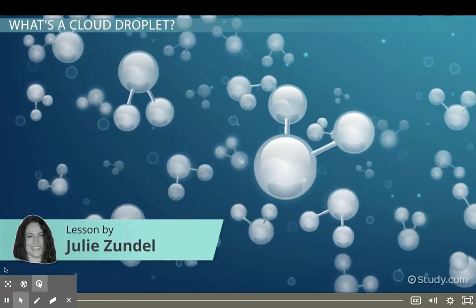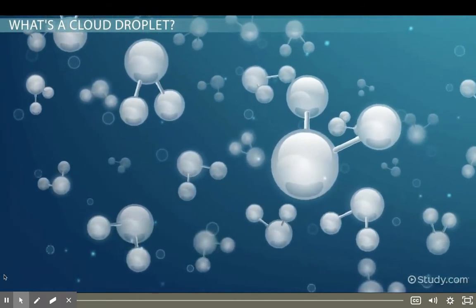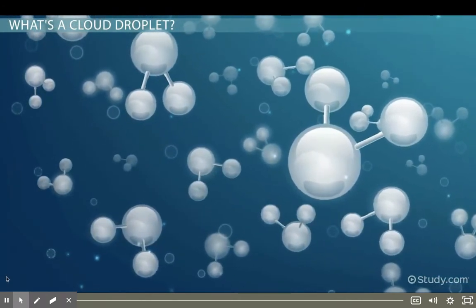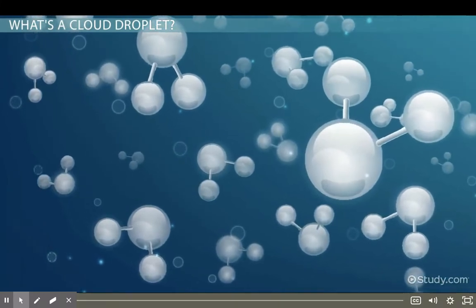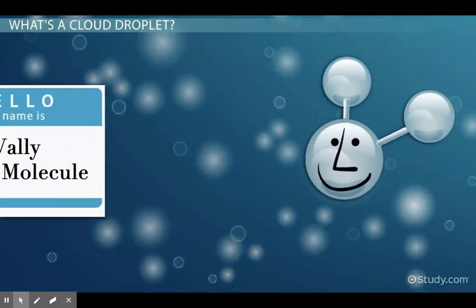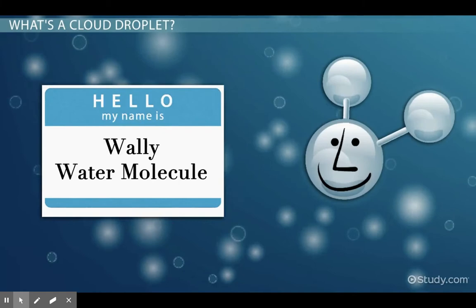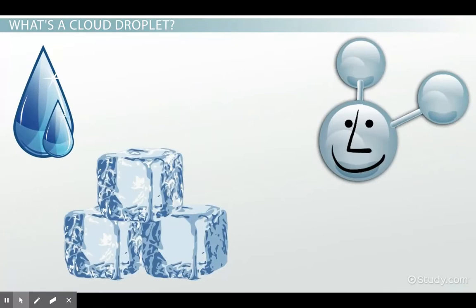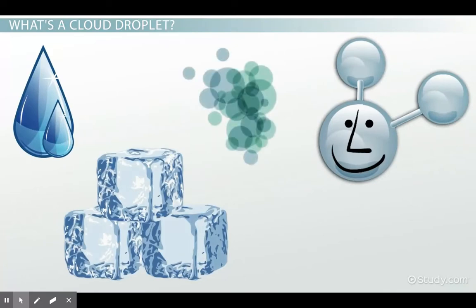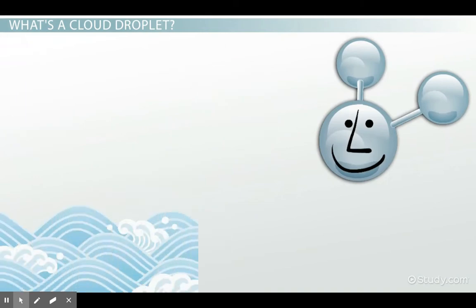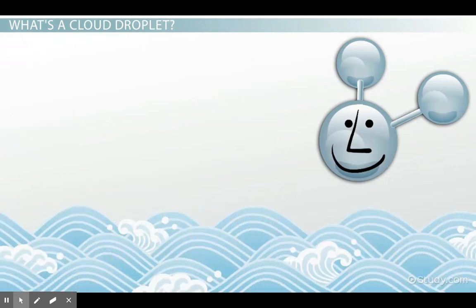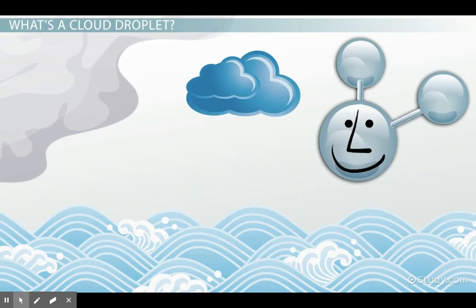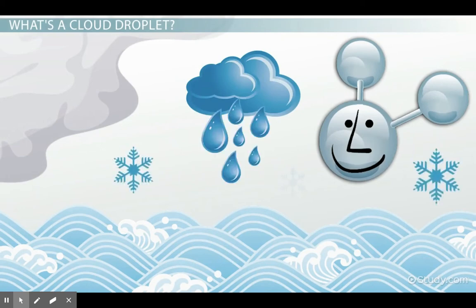Wally Water Molecule is back to teach you all about cloud droplets. You don't remember Wally, you say? Don't worry, I'll introduce you. Like his name implies, Wally Water Molecule is a water molecule, and he can exist as liquid water, solid water, otherwise known as ice, and a gas, or water vapor. He is quite the world traveler and can be found in lakes and oceans, in the air, in clouds, in rain, and even in snow.